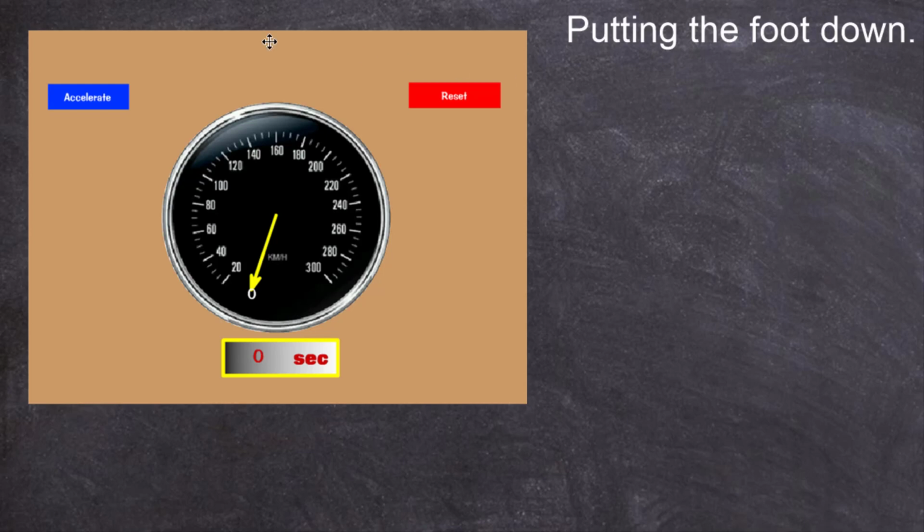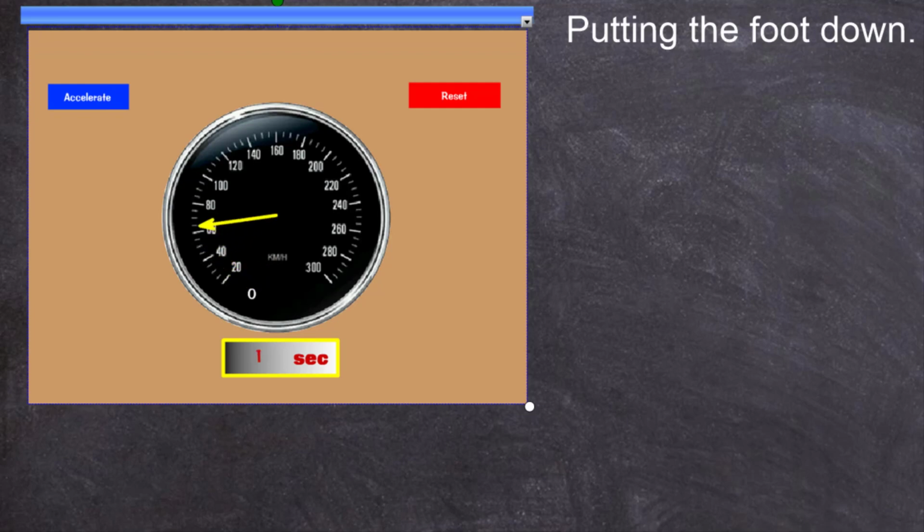Now let's start things off. Let's accelerate the car. You can see we're accelerating all the way up, and we'll stop it here. And in 4 seconds we have gone from 0 kilometers per hour to 160 kilometers per hour. So that's a very powerful car.